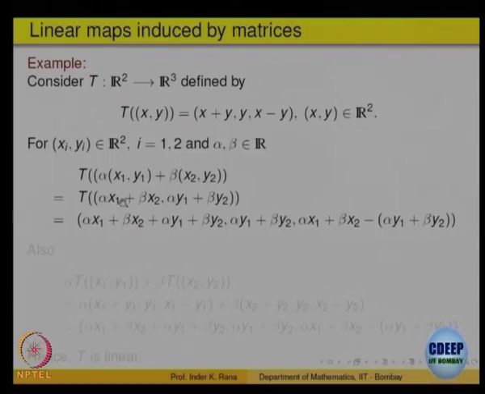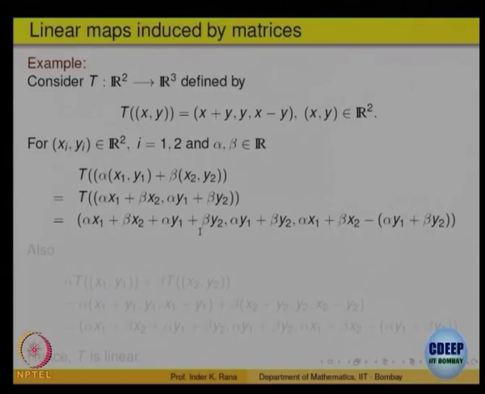So, if you add them, you will get alpha x1 plus beta x2 as the first component, and alpha y1 plus beta y2 as the second component. Now, T of that. So, what is T of an ordered pair? Add the x and y components, the y component remains as it is, and the third is x minus y. So the first component is alpha x1 plus beta x2 plus alpha y1 plus beta y2, the second remains as it is, alpha y1 plus beta y2, and the third is the difference of the two. So, that is the image of this, right.